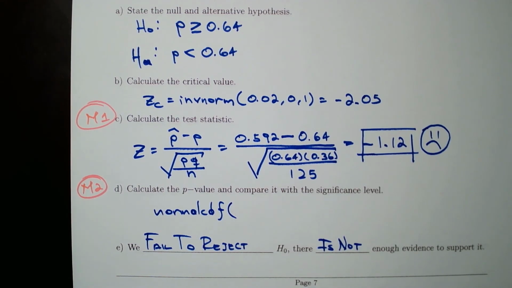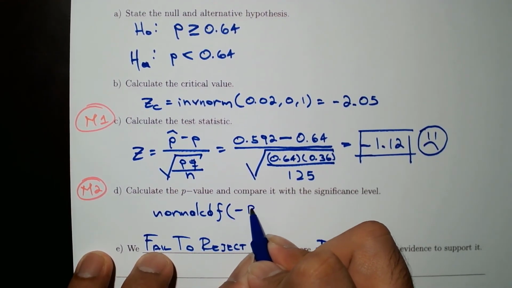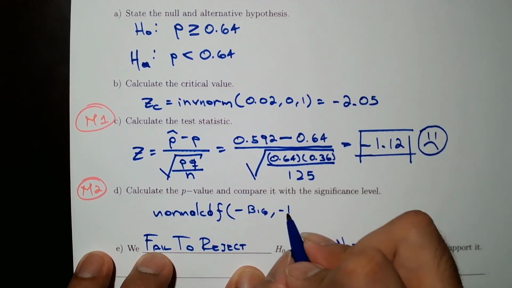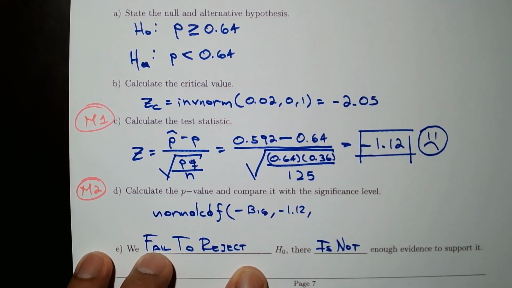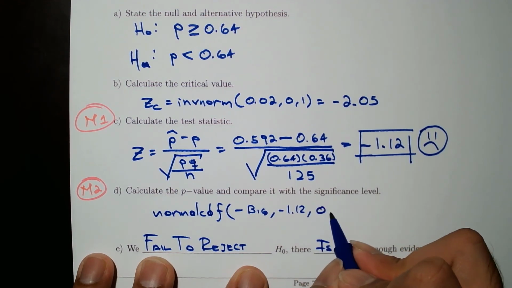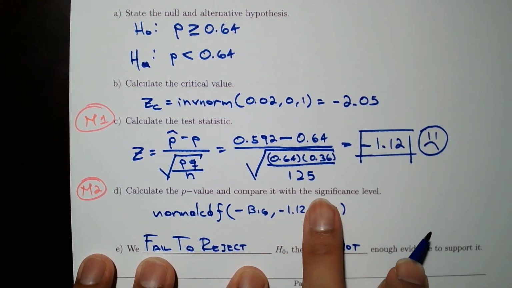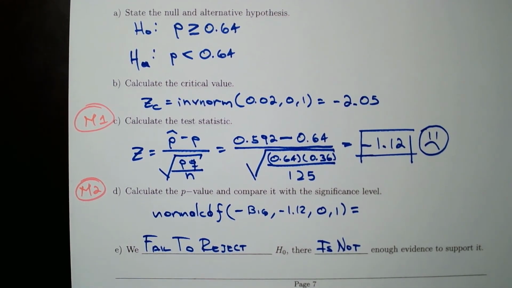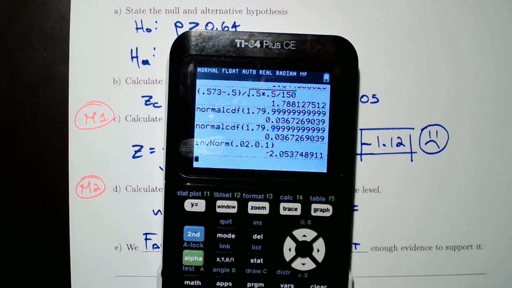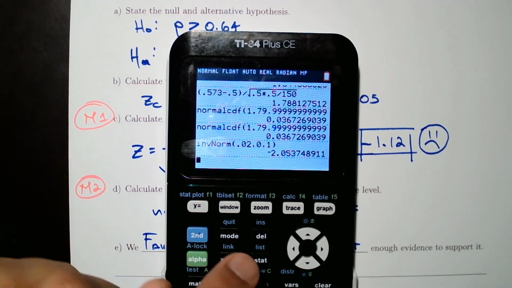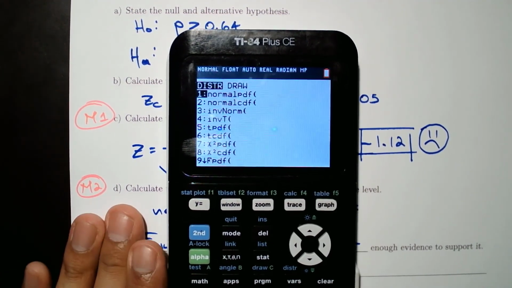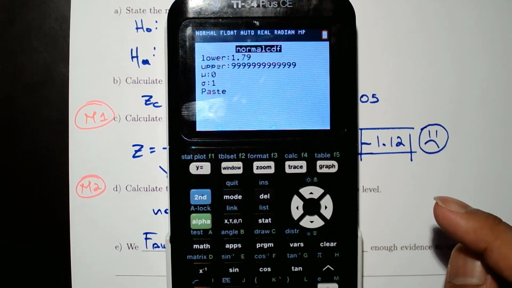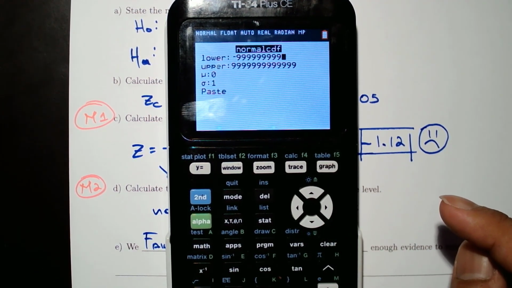Let's put in the numbers. So negative big to negative 0.12. Again, the calculator by default puts this 0 and this 1, which we don't need, but I'm going to write it so we are congruent with what we have on the graphing calculator. So I'm going to go second, distribution, normal CDF. In this case I need a negative big.